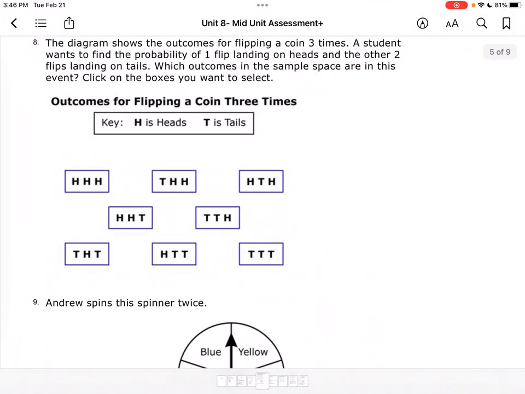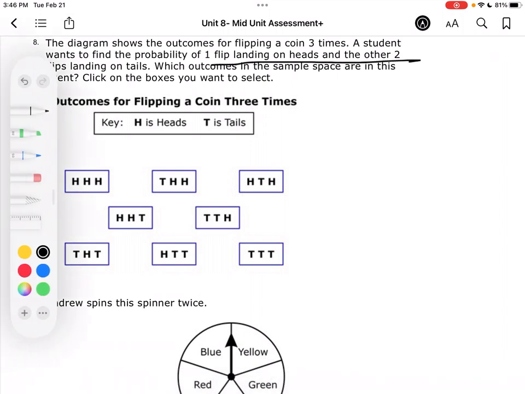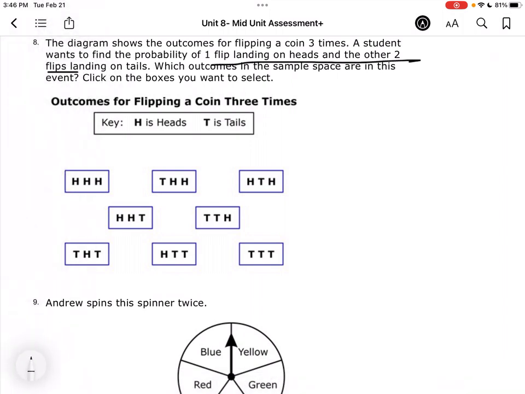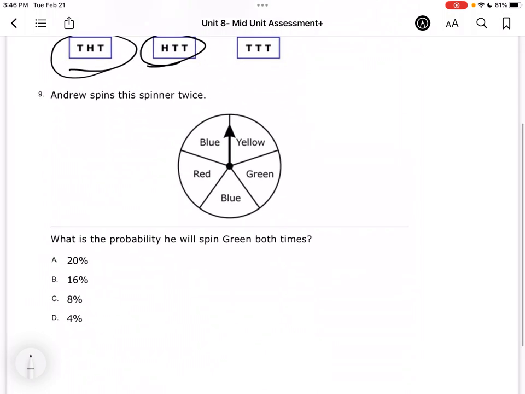All right, in the diagram, they want you to choose all the options that show one flip landing on heads and the other 2 flips landing on tails. So 1 heads and 2 tails. So those are the 3 you should have chosen.